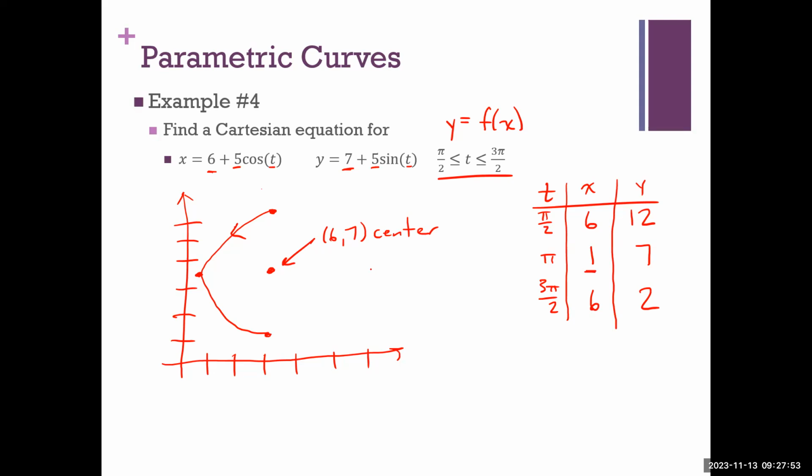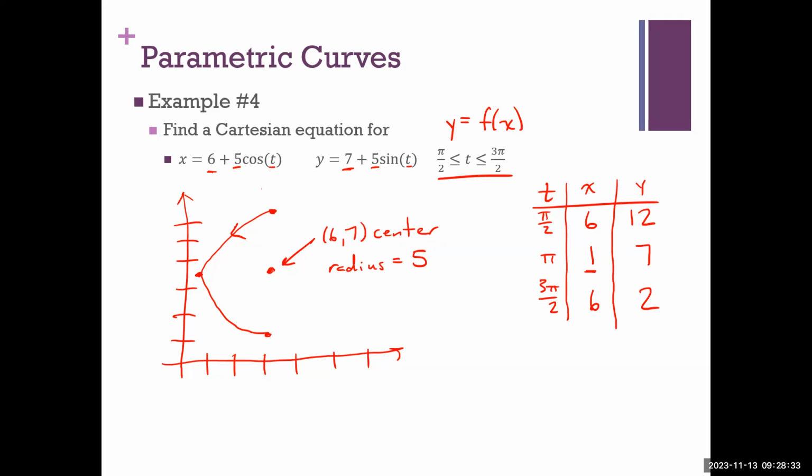All right, so we have a center of 6, 7. What's our radius? Could you have predicted that from the equations? So I think the center and the radius, if you kind of have an idea what you're looking for, those can all come from those equations. Do we remember how to find the equation of a circle in x and y?